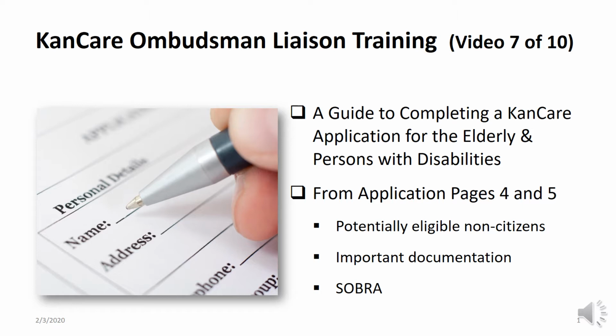Who's considered a Medicaid-eligible non-citizen? What important documentation should be submitted with the KanCare application as proof of immigration status? What is SOBRA? And a little bit about the income and asset requirements of SOBRA.